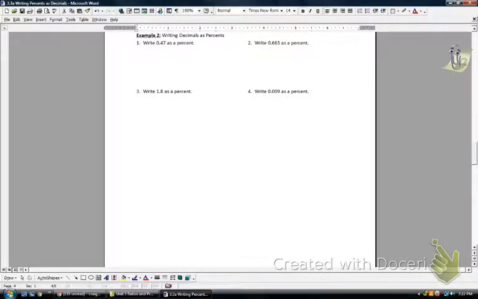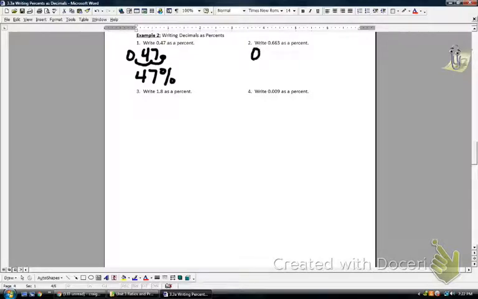Our next example, example 2, says writing decimals as percents. We're going to write 0.47 as a percent. My algorithm says I take my decimal point and I move it 2 places to the right. So 0.47 becomes 47, and then I need to remember to put my percent symbol on the end.